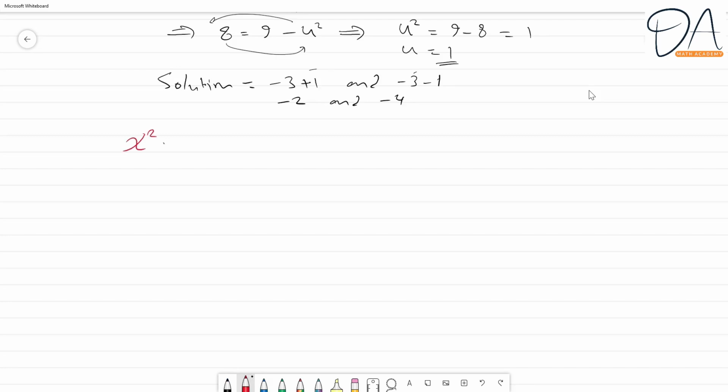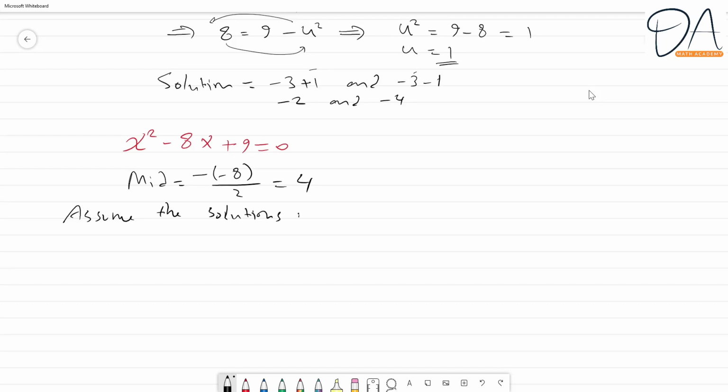We have x squared minus 8x plus 9 equal to 0. So again, the midpoint is minus b, so it will be minus minus 8 over 2, which will give us 4. And again, we assume the solutions will be the midpoint plus u and the midpoint minus u. So u is something that we don't know, but it represents the distance from the midpoint to the root on either side. And the other thing we know, we have to calculate the product. The product is simply the constant term, so it's equal to 9.